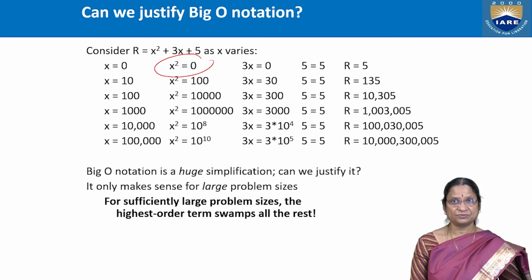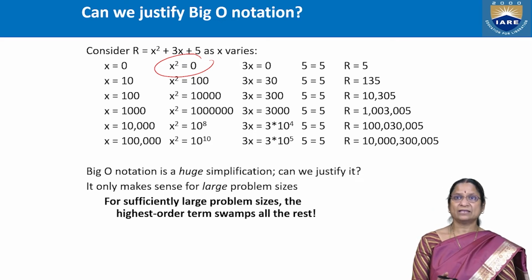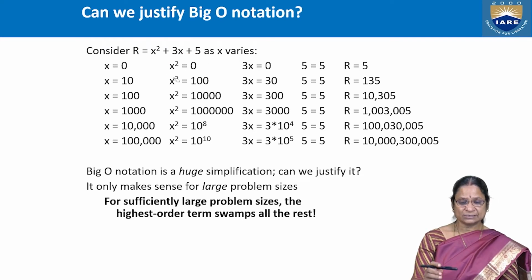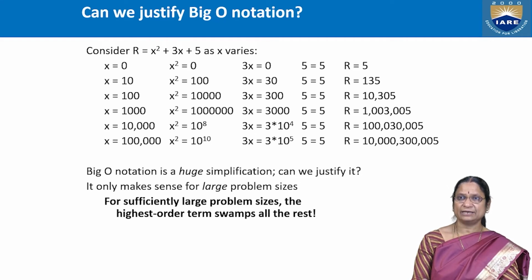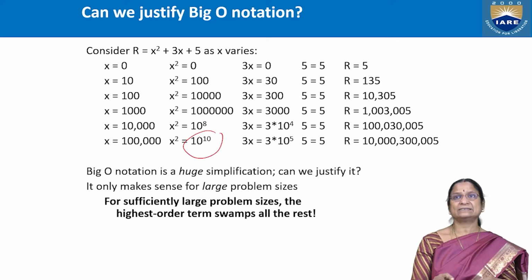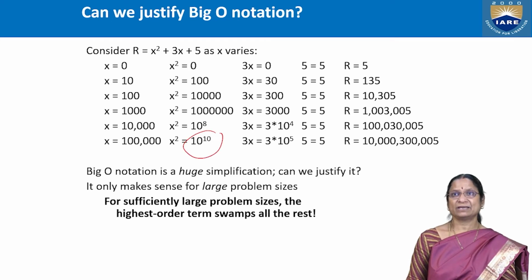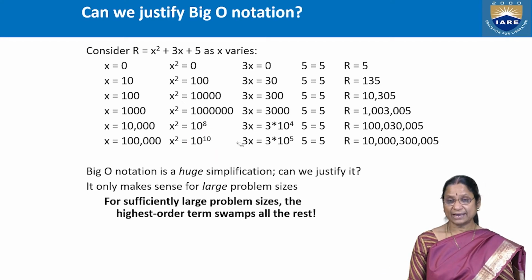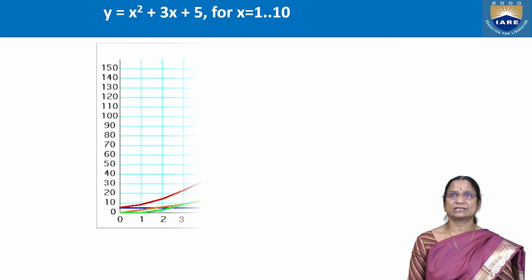That is, for sufficiently large problem sizes only, the highest order terms are going to swamp all the rest. You take a smaller value, x is equal to 10, not much difference. X is equal to 100, okay, a little bit. But you observe for x equal to 1 lakh, 10 lakh, how the term is going on increasing. X square itself is increasing to 10 power 10. So that's why the remaining terms are going to be very, very negligible compared to the other term. For higher values only, it holds good.